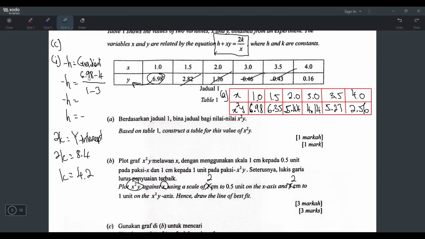6.98 minus 4, okay, positive 2.98. And then divide with 1 minus 3, which is negative 2. So divide with negative 2 is negative 1.49. That's what I got. So I will write negative 1.49.